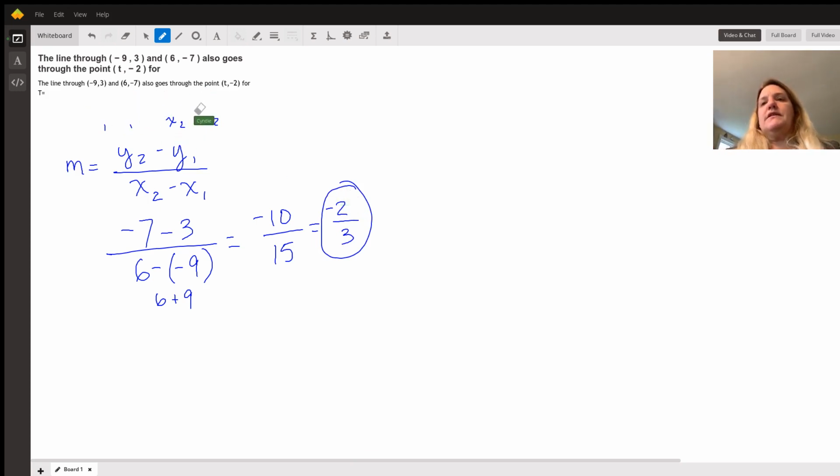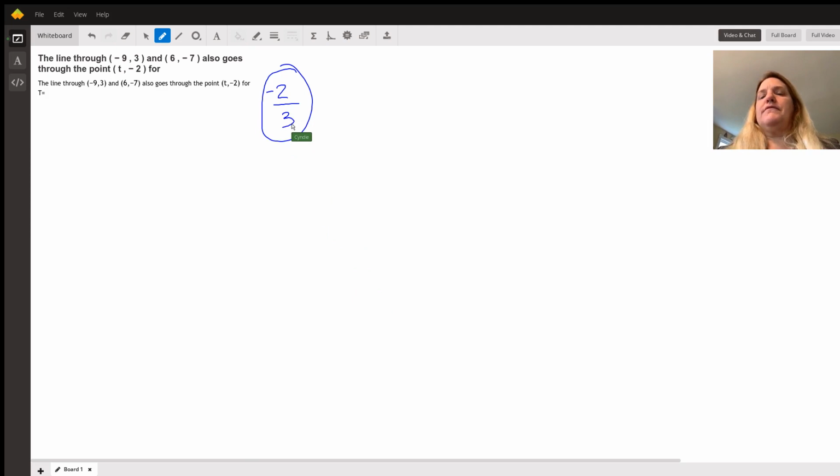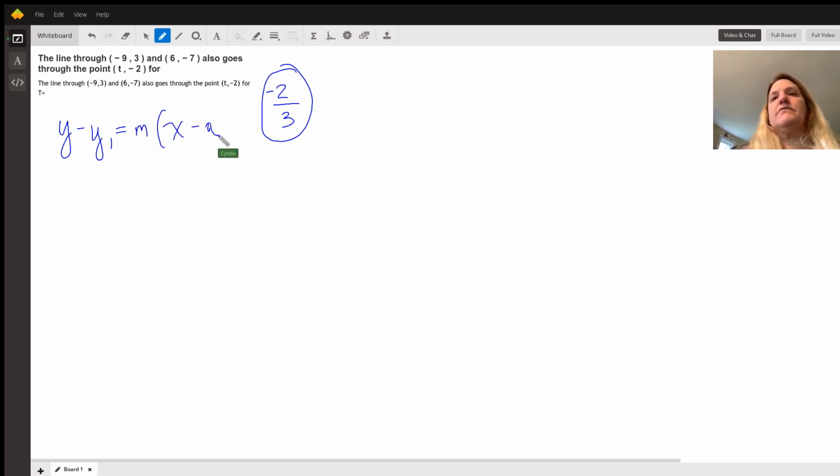So we're going to erase this so that I can make room for the next part. And we'll keep the slope because we're going to be needing that. So we'll just put that over here. All right, so I now have the slope for my line. So I'm now going to use the point-slope formula to find the actual equation of the line. Point-slope formula goes like this: y minus y1 equals m, which stands for slope, times x minus x1.